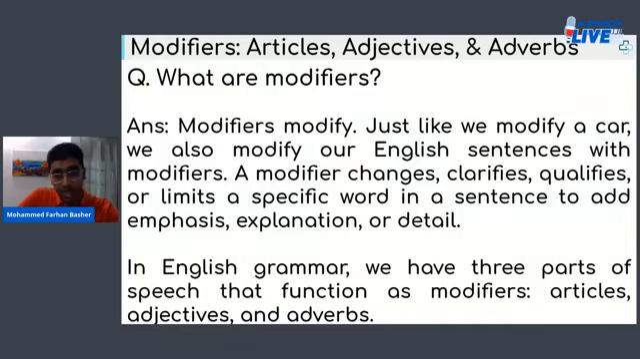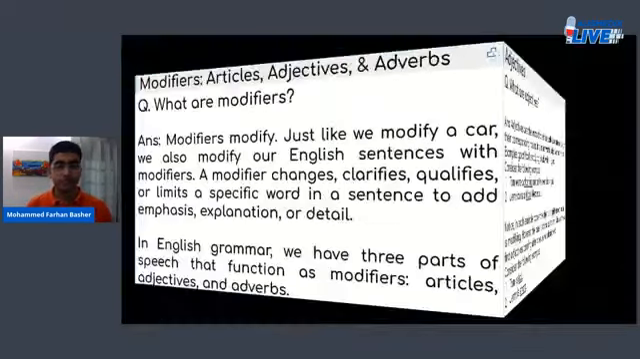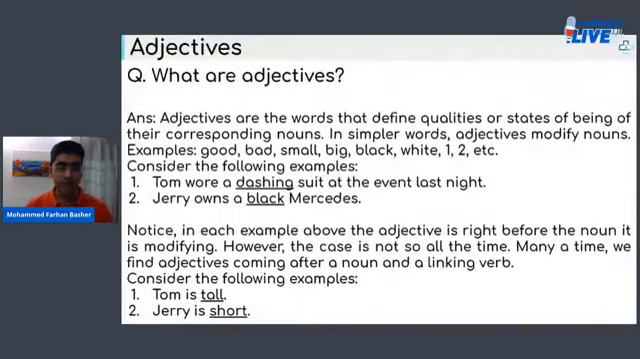How so? What they do is they modify. They modify nouns, they modify verbs, they modify adverbs, they modify adjectives as well. Okay? But specifically today, we are going to discuss how adjectives modify nouns. Okay. Moving forward, what are adjectives?